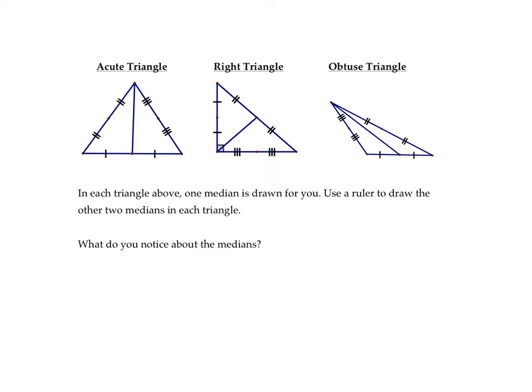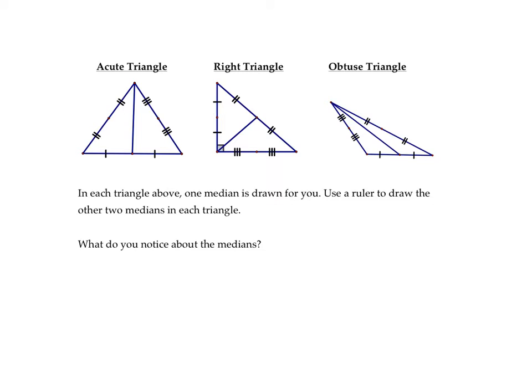Every triangle has three medians, and we're going to take a look at what these medians look like in an acute triangle, a right triangle, and an obtuse triangle. So notice that in each of these three triangles, one median is drawn for you. And what I would like you to do is take your ruler, and I can't use a ruler on the iPad, so I'm going to draw mine freehand.